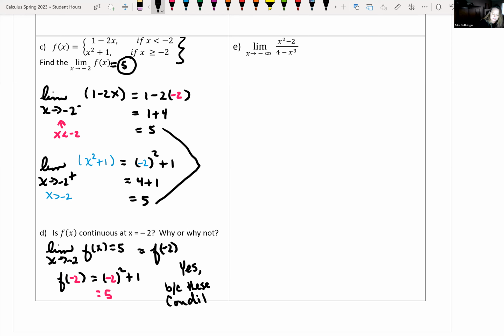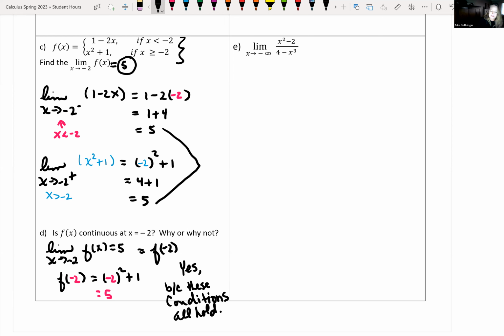Okay, so yes, it's continuous because the conditions I just stated all hold. So part E, we're looking at the limit as x approaches -infinity of (x squared minus 2) all over (4 minus x cubed).